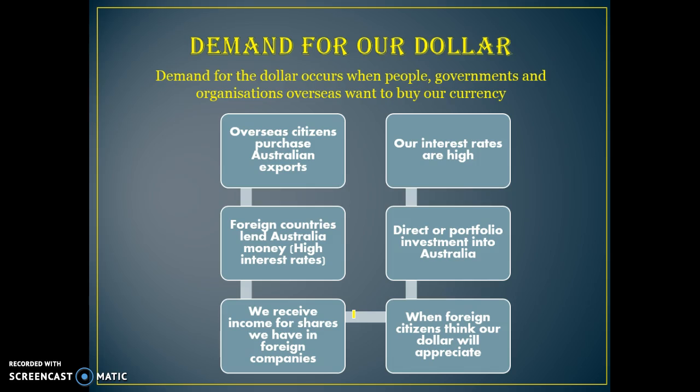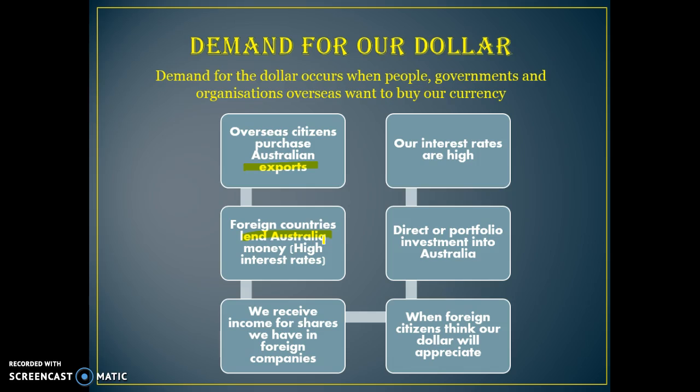So what does it mean to demand the Australian dollar? Well, that's when foreign currencies are being exchanged into Australian currency, when people, governments and organisations overseas want to buy our currency. The main reason this would occur is if foreigners are buying our exports. The more they're paying for our exports, the higher the value that we're receiving, and therefore the more money that's coming into Australia. So more credits in the current account means more demand for the Australian dollar, and it goes up. Foreign countries lending to Australia, again, we're receiving money, so the Australian dollar will go up.